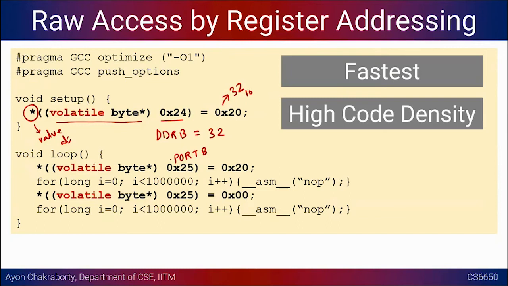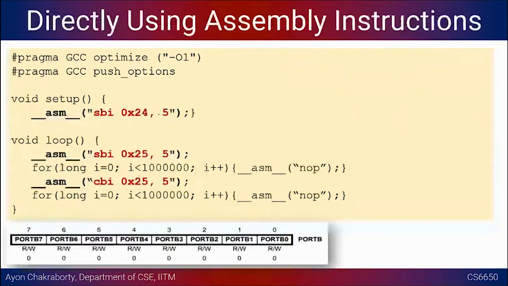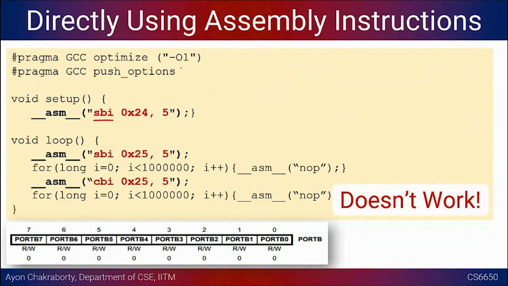Now the same thing could be repeated without using the way we did with memory access in this form, right? We can directly use assembly level instructions. So the assembly level instructions could also be used to write a certain memory location. In this case, there is an instruction called SBI, which is called set bit immediate, right?